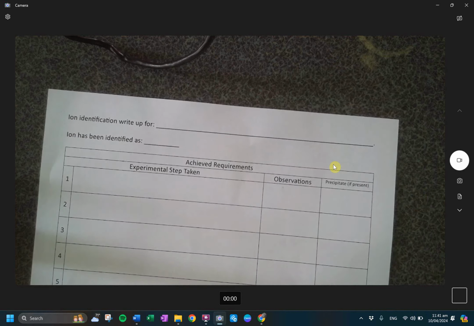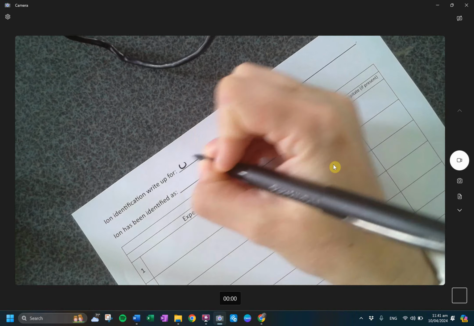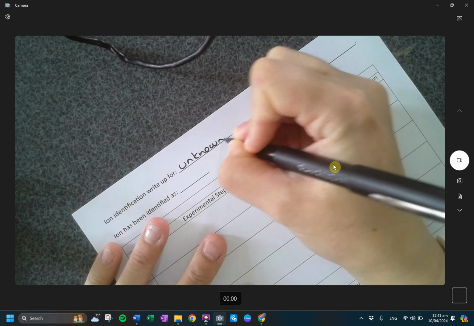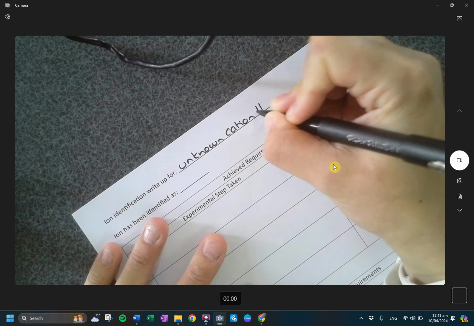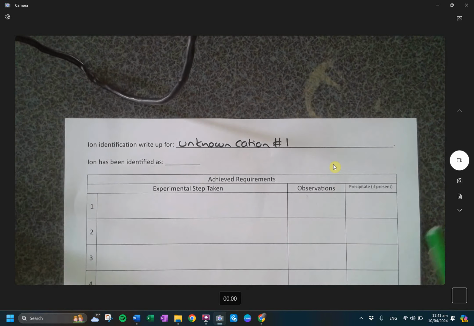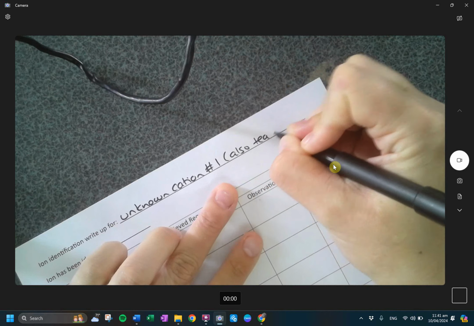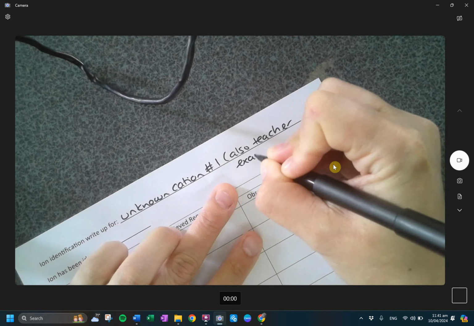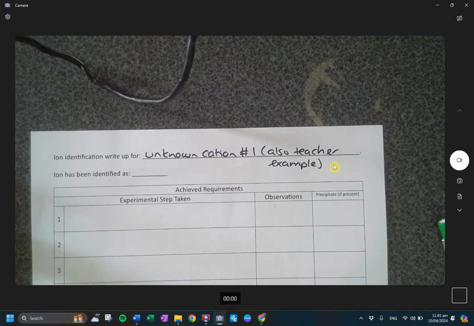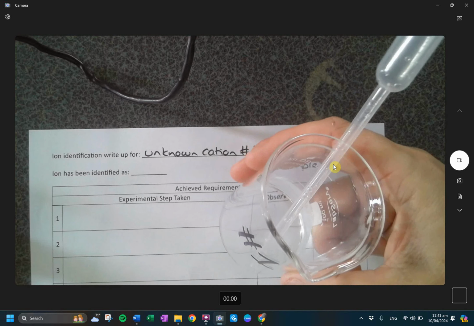All right, so this unknown ion that we are identifying is our unknown cation number 1. Hopefully you guys have that written down. This is the first one I gave you, and it's also the one I'm going to use as my teacher example. We are pretending this is exactly the same way you did it yesterday, so you can see the thought process and what we are doing. So I have my unknown right here, unknown number 1, which is what you guys had yesterday.